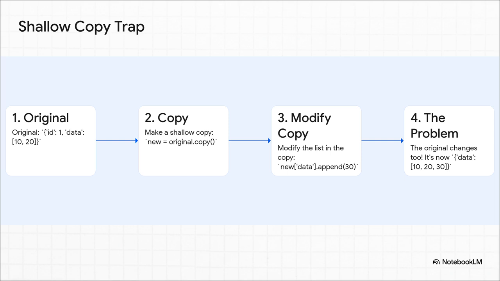Wrong. You get a new dictionary, sure, but the list inside it, it's not a new list. Both your original dictionary and your new copy are now pointing at the very same list in memory. So if you go and change the list in your copy, surprise, the original one changes too. And yeah, you can imagine how confusing that gets.